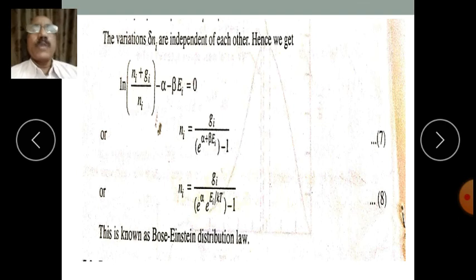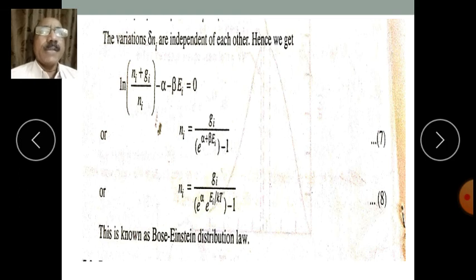So we come to the end of the session. In today's session we have studied what is meant by Bose-Einstein statistics, or the Bose-Einstein distribution law. In the next session we will study the third kind of statistics, which is called Fermi-Dirac statistics. So till then, take care, have a nice time.